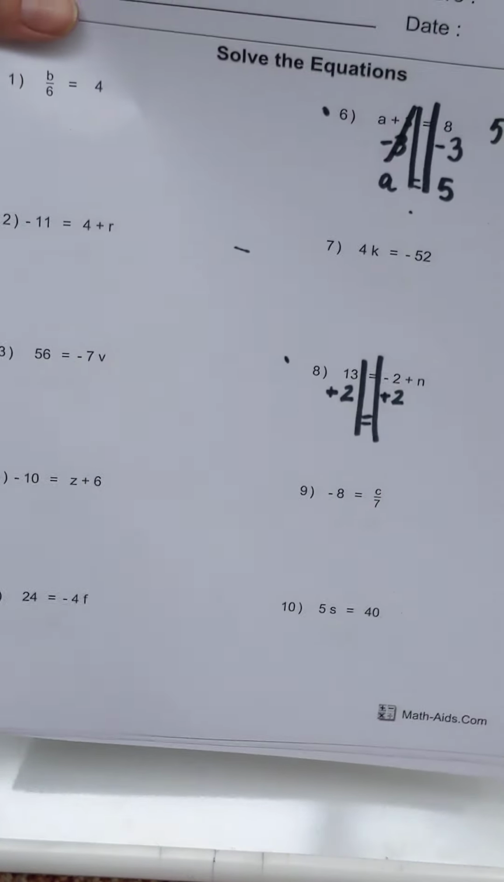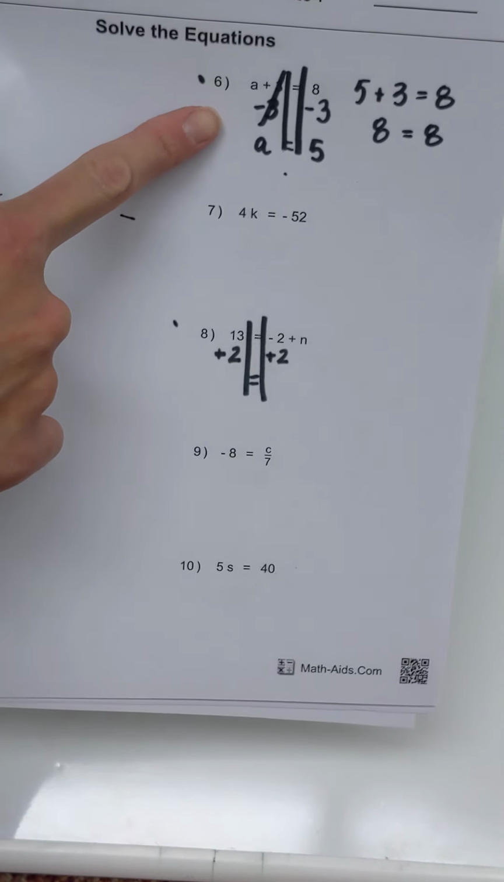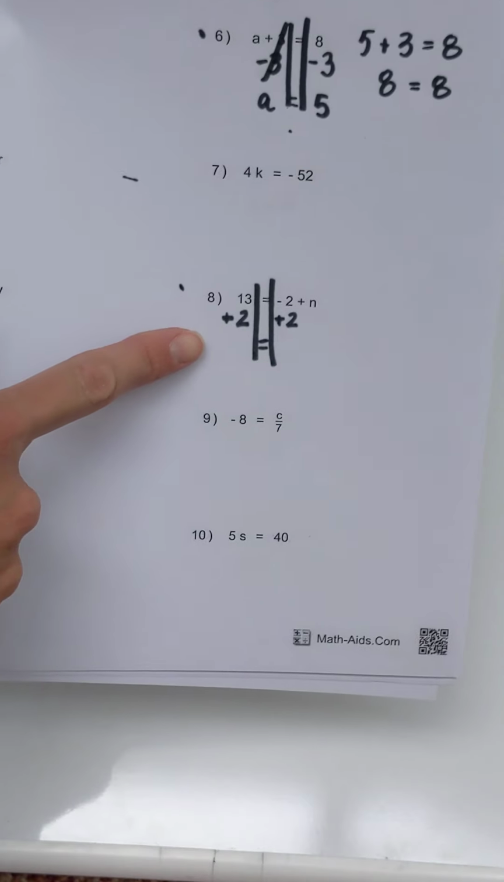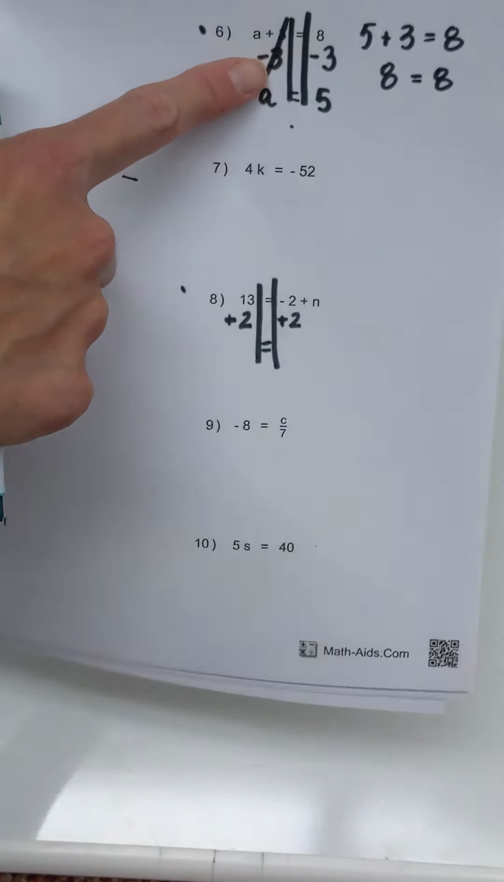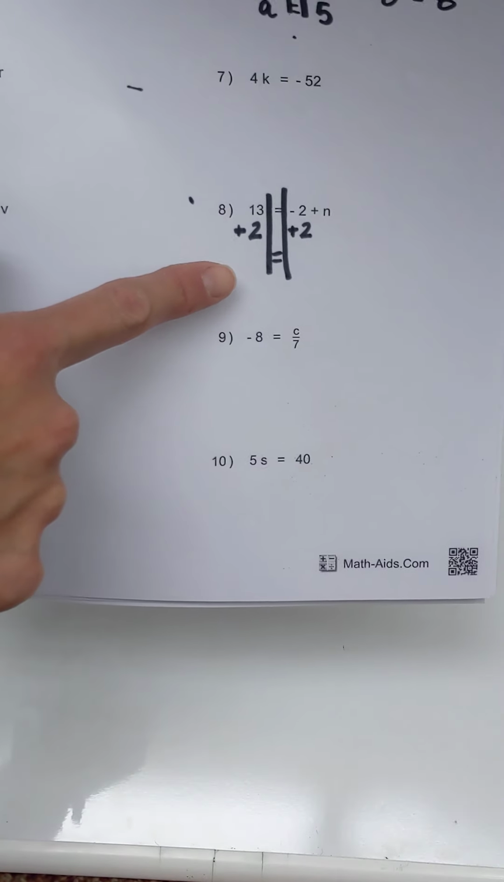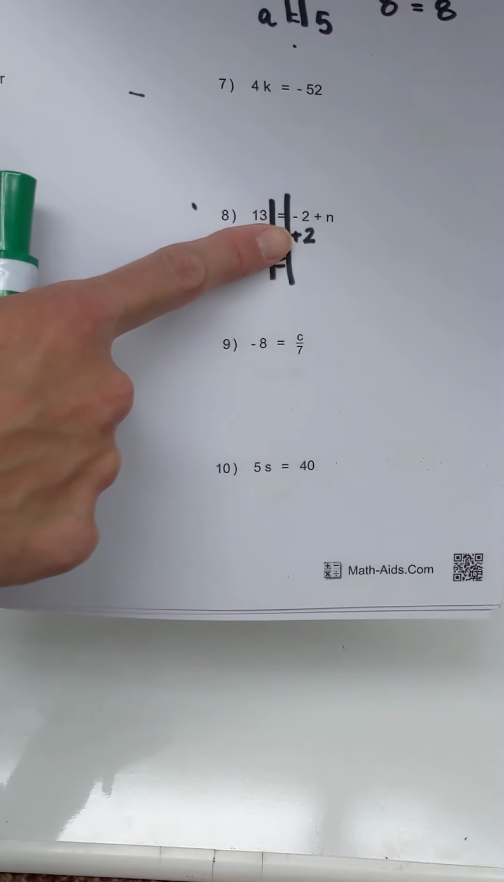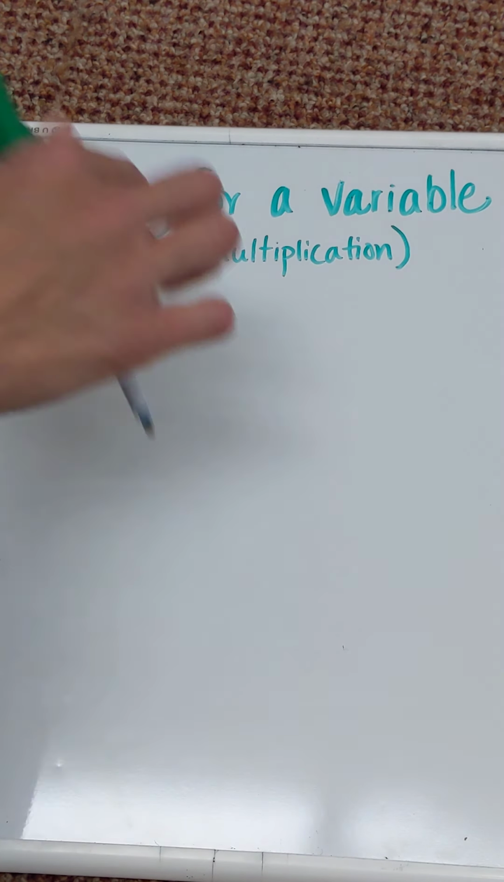These were the ones that we did last week, if you remember. So we had, this was my example problem. We did some others with subtraction. So here we had to subtract, because we had a plus 3. Down here we had a minus 2, so we had to do a plus 2. So we're always doing the opposite with addition and subtraction. Today we're going to look at what that looks like with multiplication.